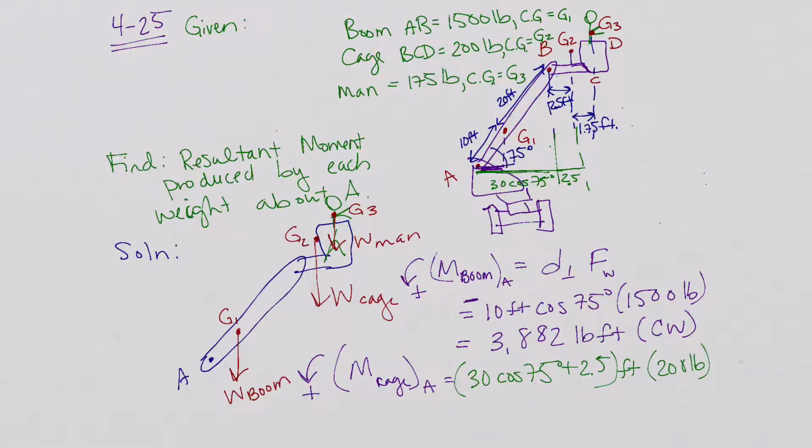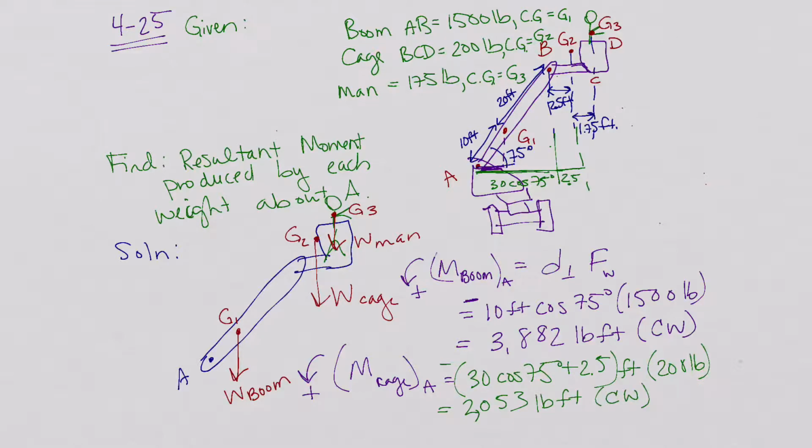And this one, we do the fingers from A up to G2, with our right hand, and then fingers down in the direction of the force, so that's also negative, or into the board. And so what we end up getting there is 30 cosine of 75, that's 7.76, plus 2.5, so that gives us that perpendicular distance, and then times 200. So we get 2,052, or 2,053 pound-feet, and this one's also clockwise.